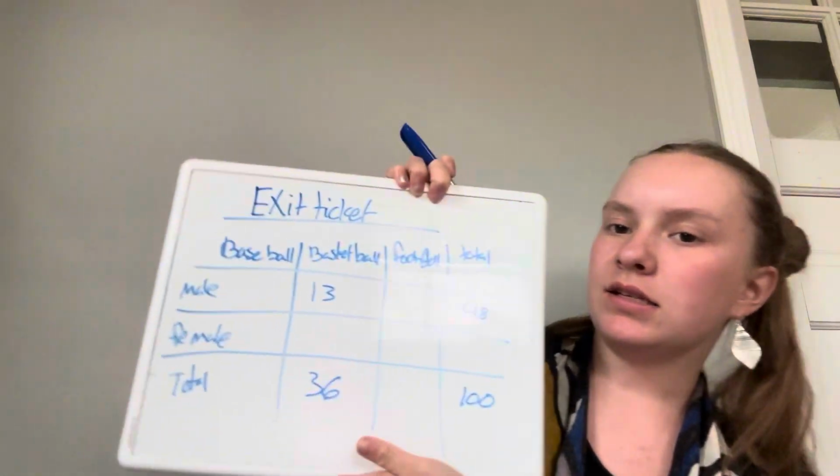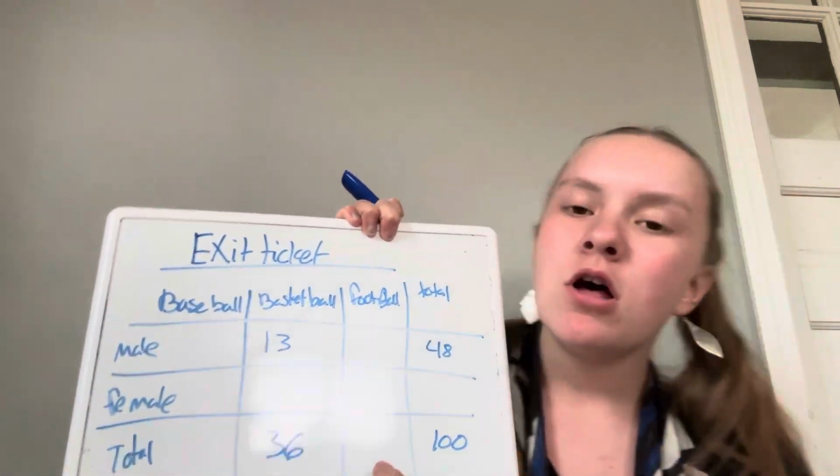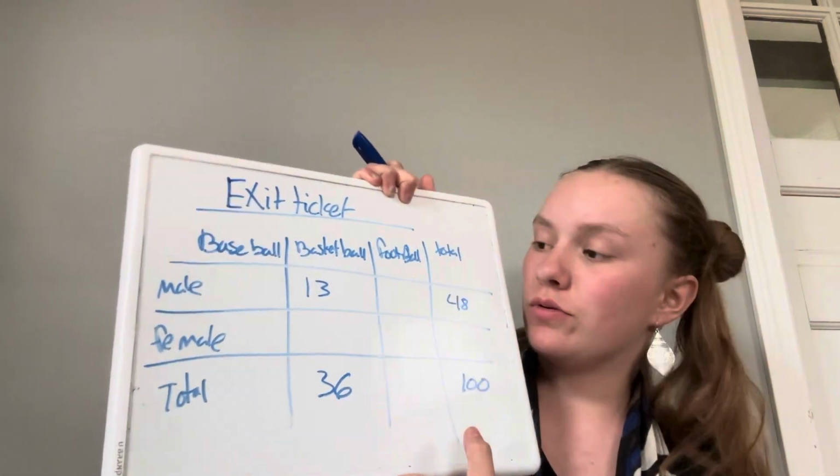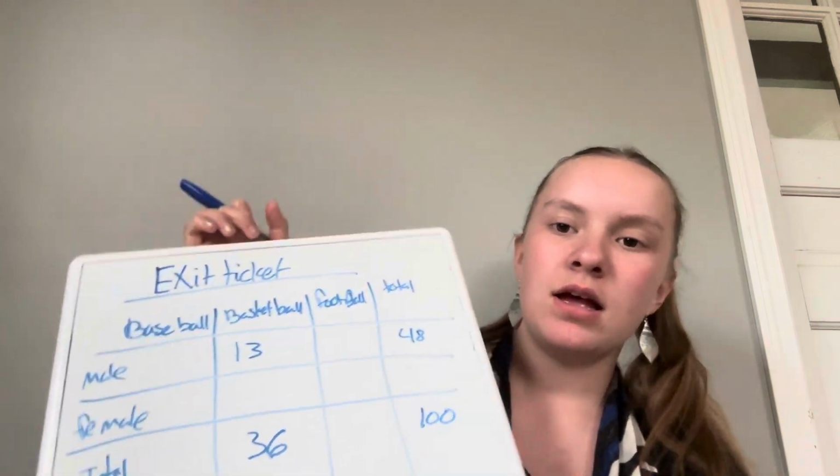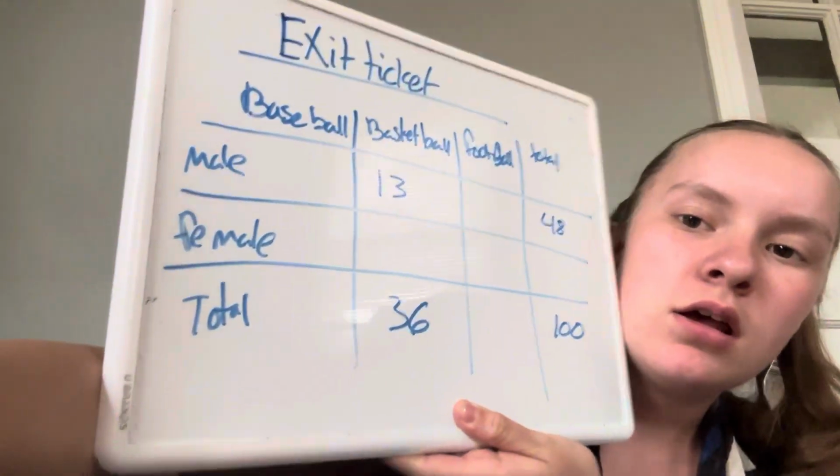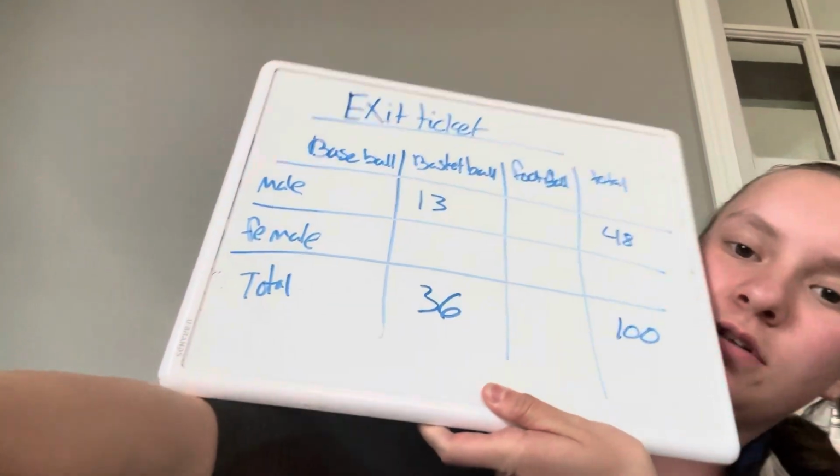So because we finished, this is the end of the video. You guys are going to have an exit ticket. Your exit ticket is this two-way frequency table. So pause this video so you can find the answers. And then you can unpause and you'll find the answers for this relative frequency table.